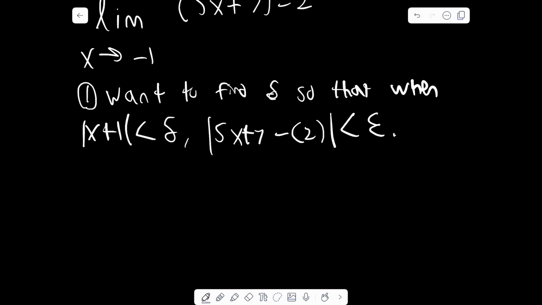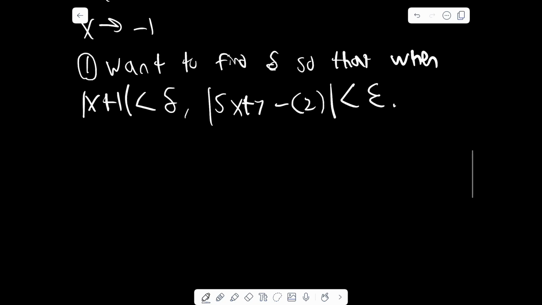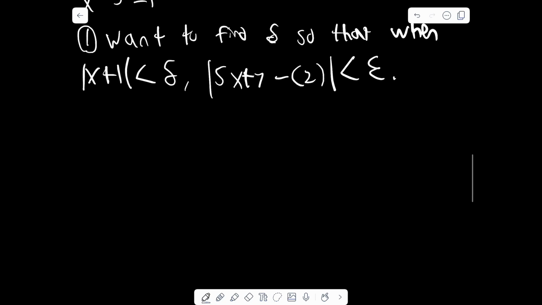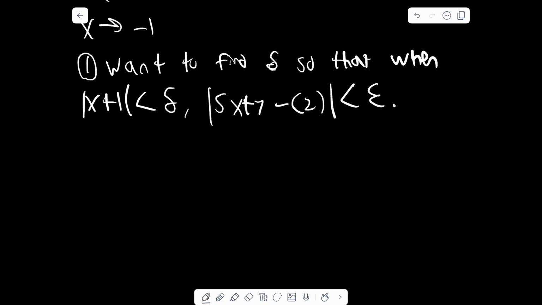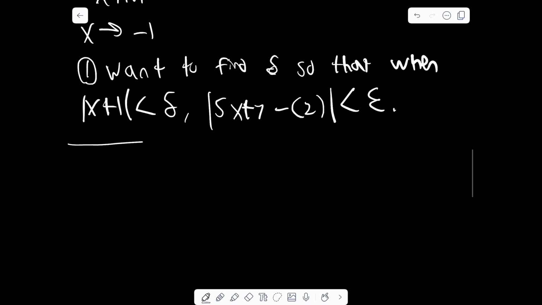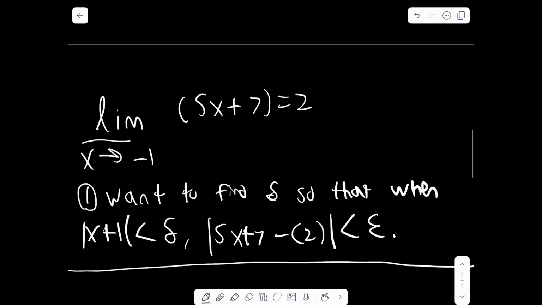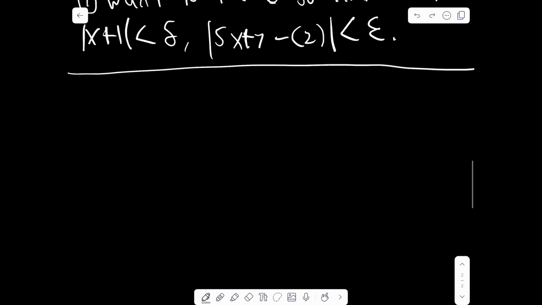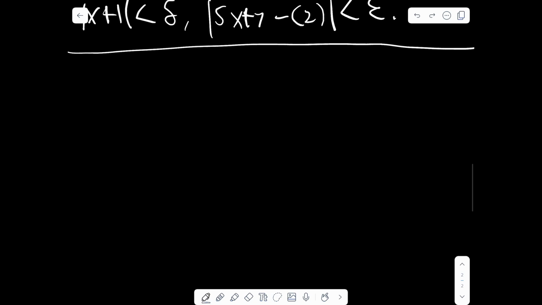There's also math language that a lot of your professors or other people online you might see. I'm just writing out what the words mean. There are easier ways actually to write those words, but just for simplicity, I'm going to write them out for you guys. So, yeah, that's our first step. We want to find delta so that when the absolute value of x plus 1 is less than delta, the absolute value of 5x plus 7 minus 2 is less than epsilon. If that is true, that means that this limit up here is true. So our first step before we actually get into our proof is we have to figure out what delta value we're going to use.